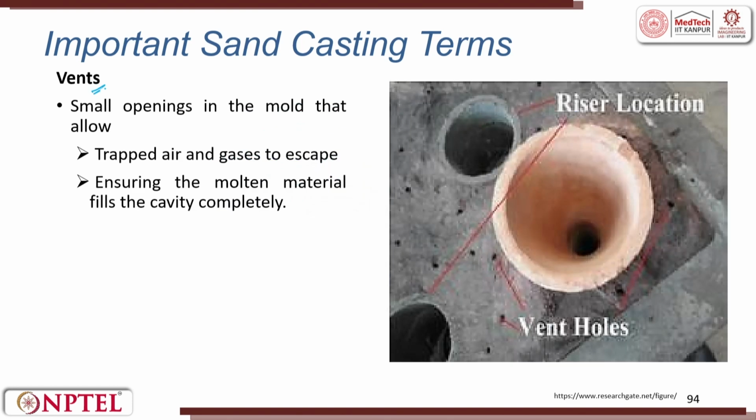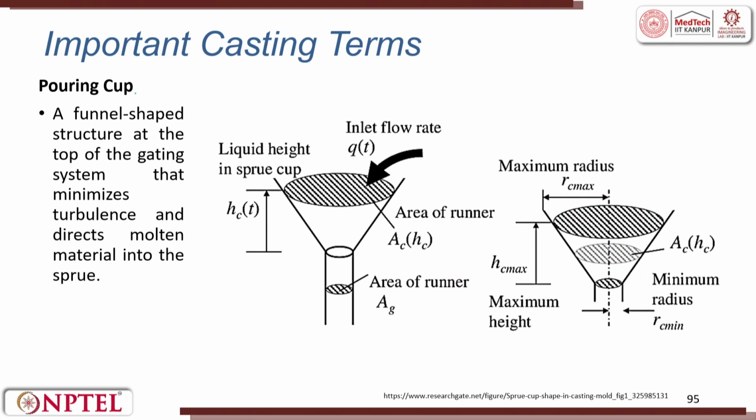So, there are vents, these are all vent holes which are there. These are small openings in the mold that allow trapped air and gases to escape and ensure the molten material fills the cavity completely. So, these are riser locations, and these are small vent holes, vent holes, right, and riser locations.